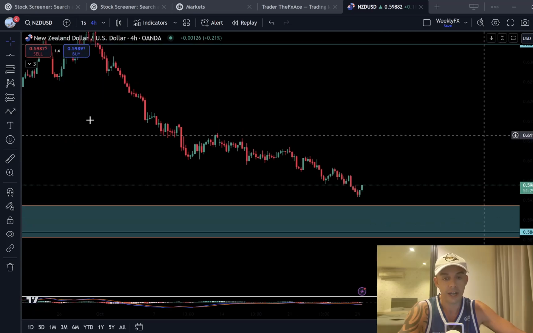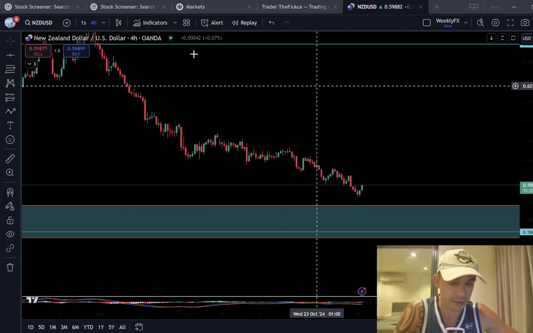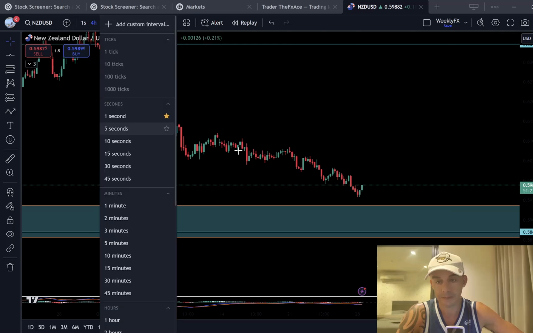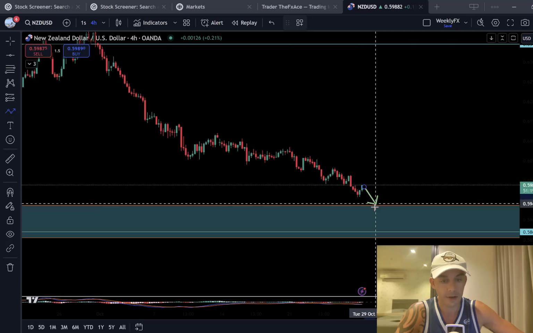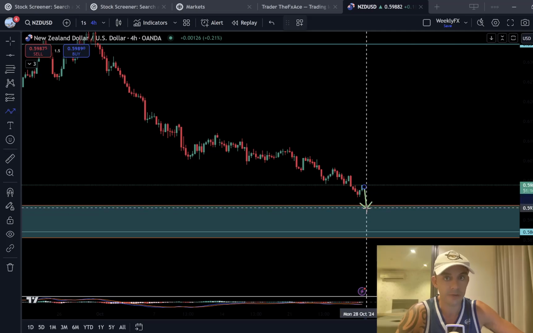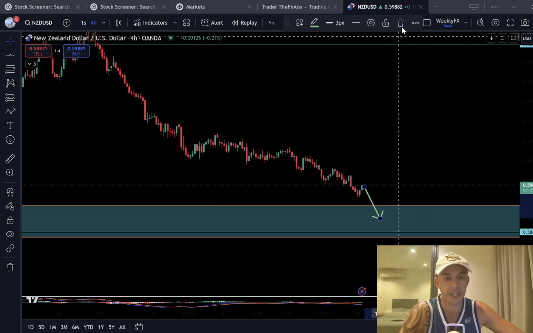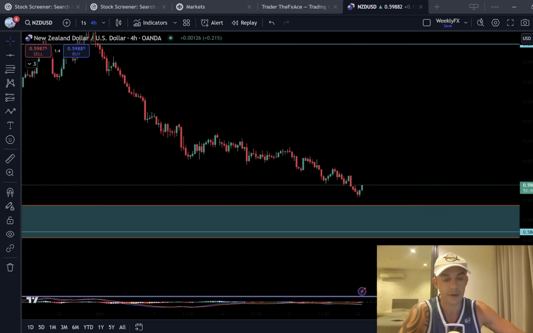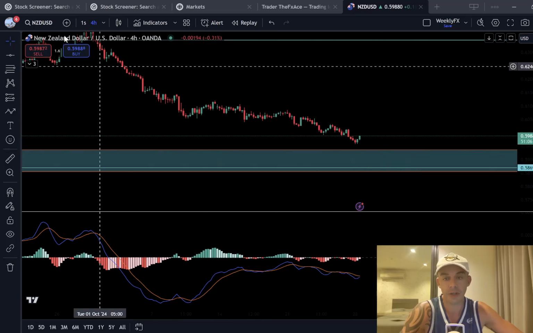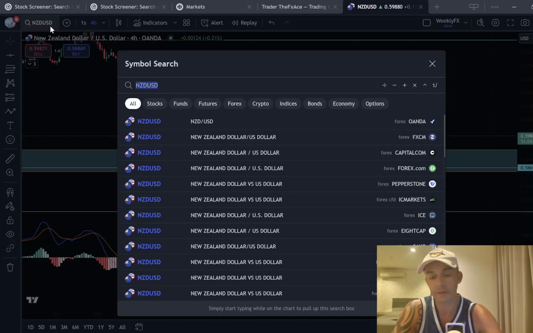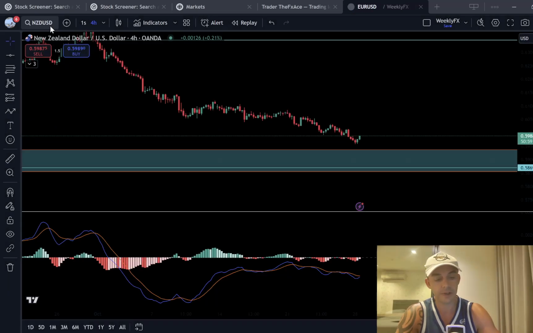Just looking at the US dollar, I do suspect we may just rally up from here this week. So just watch out for another drop down towards 59 or under 59,500. That would be a good area to look for buying opportunities. So Kiwi USD, I would look for buying opportunities this week. Let's have a quick glance at the euro, then the USDCAD, and that should do us for this video.